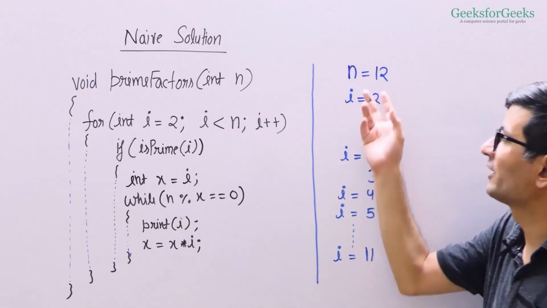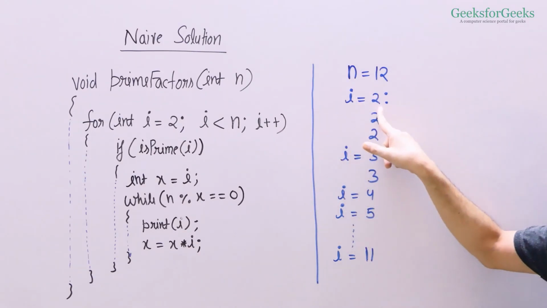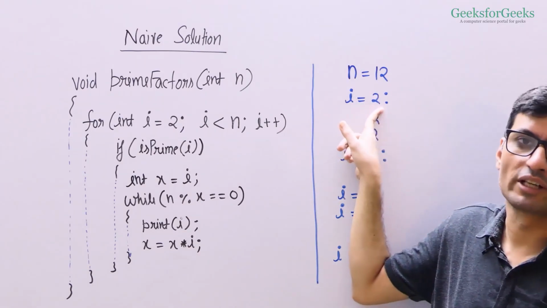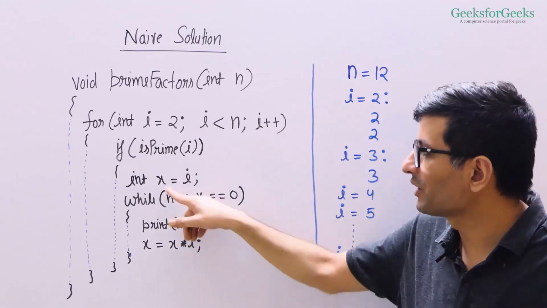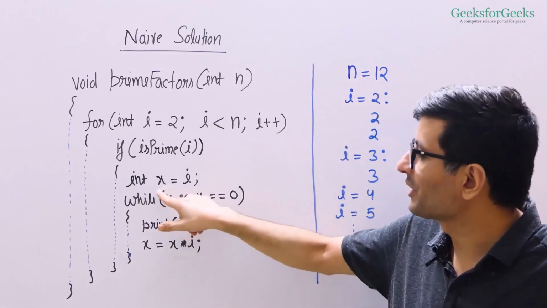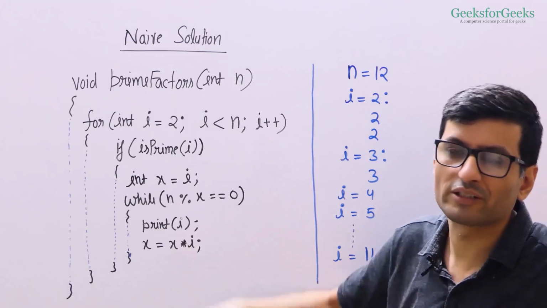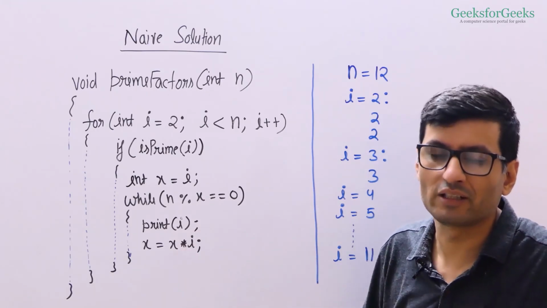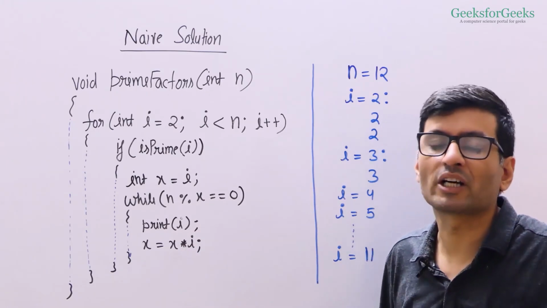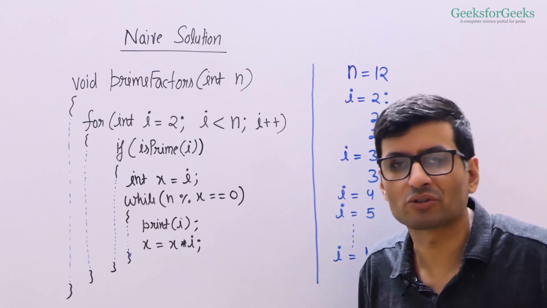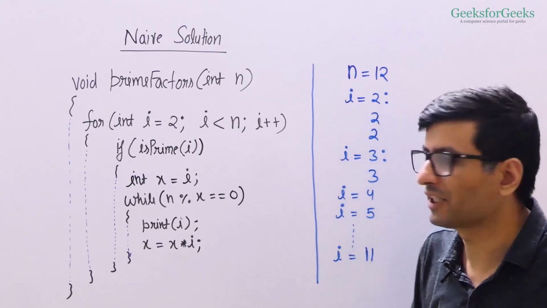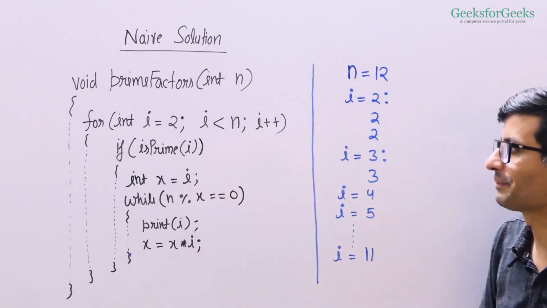Now why are we using another variable x? Because multiple powers of i can also divide n. For example, n is 12 here, right? 2 divides n and 4 also divides n. So for those cases, we are using another variable x. We are initializing it with i, and then we are doing x equal to x into i. We are taking next and next power of i, and if next power also divides, we print i one more time. If next to next power also divides, we print i one more time. That's the idea we have in this implementation.